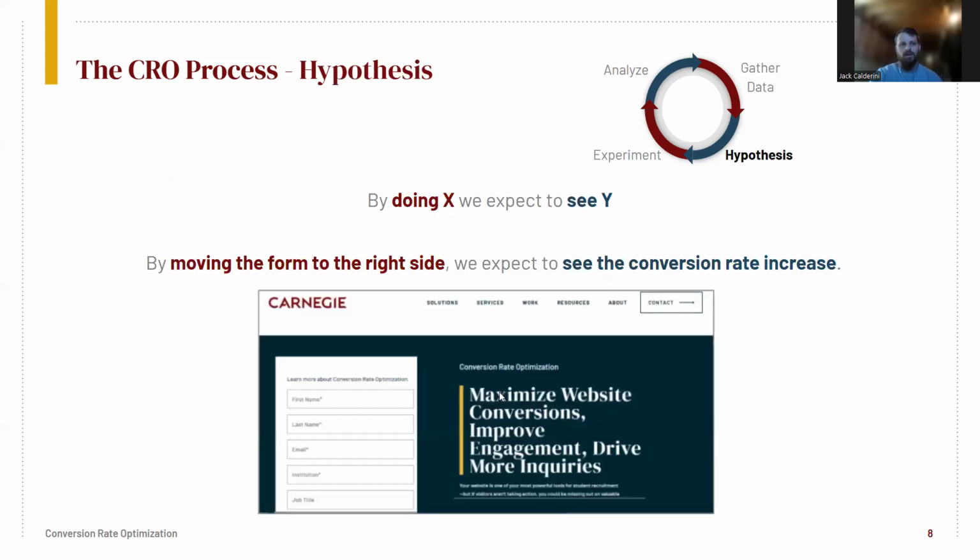So we take all that data and we use that to help develop our hypotheses for an experiment. For example, let's say the data showed that we should test moving the phone from the left side of our page to the right side of the page to improve our conversion rates.